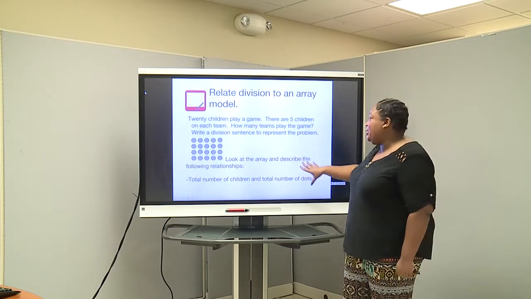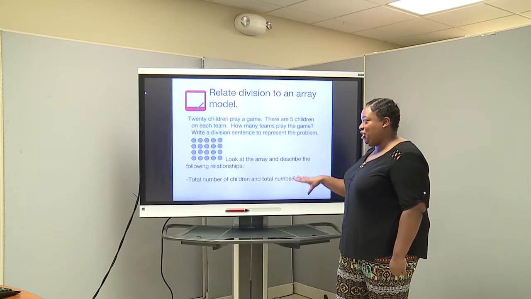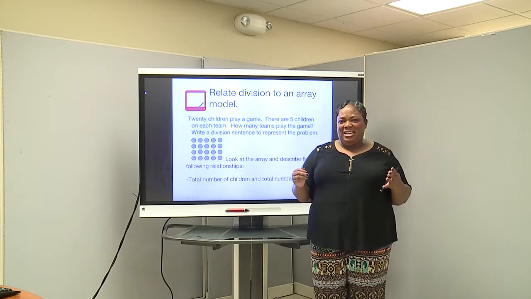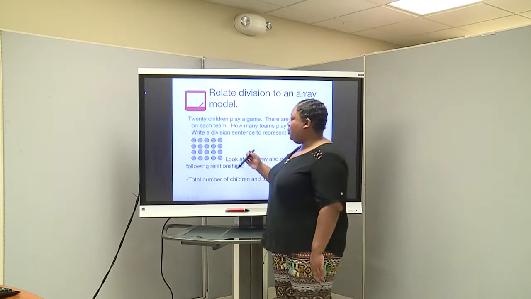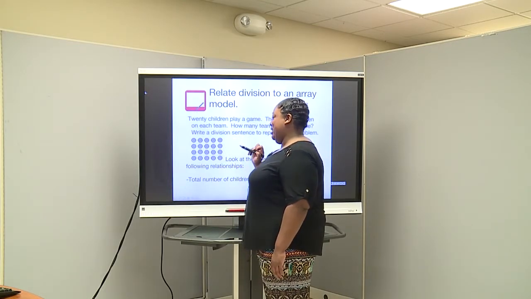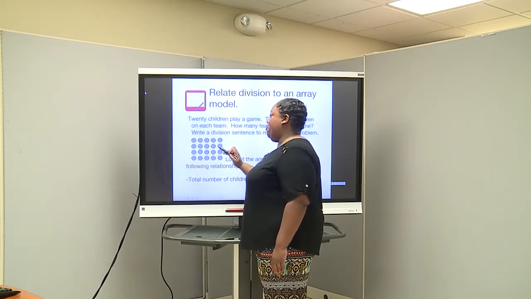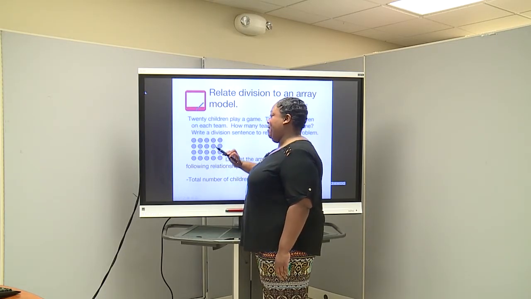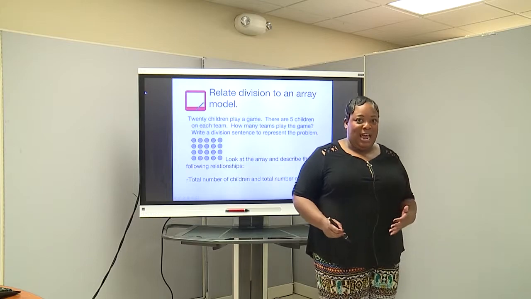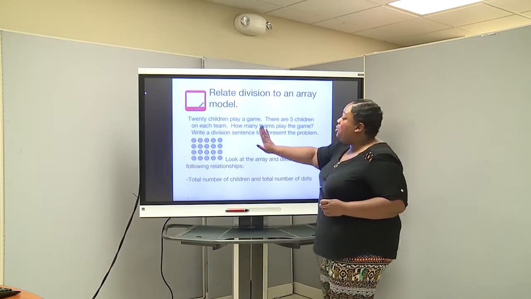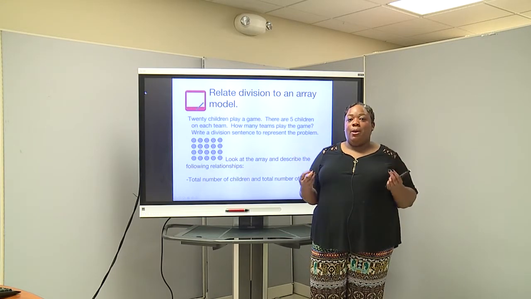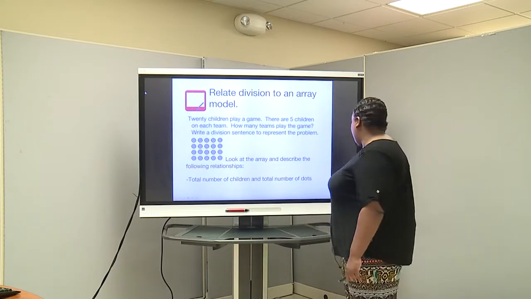Now, guys, let's look at this array and describe the following relationships. The total number of children and the total number of dots. How many dots do we have? Let's see. 1, 2, 3, 4, 5, 6, 7, 8, 9, 10, 11, 12, 13, 14, 15, 16, 17, 18, 19, 20. So when we're talking about the relatedness, we know that the total number of dots represents what? It represents the total number of children, okay? Let's move on.